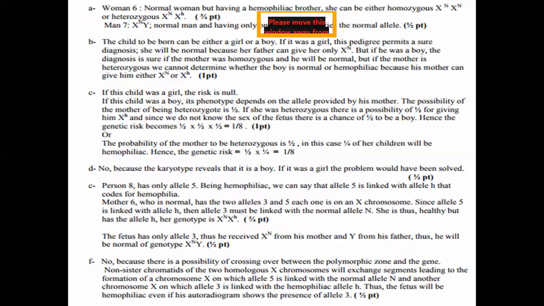So here, person 8 has only allele 5. Person 8 is hemophilic. So we can see that allele 5 is linked with the allele H that codes for hemophilia. So here, person 8 has only allele 5, so this allele is linked to hemophilia.